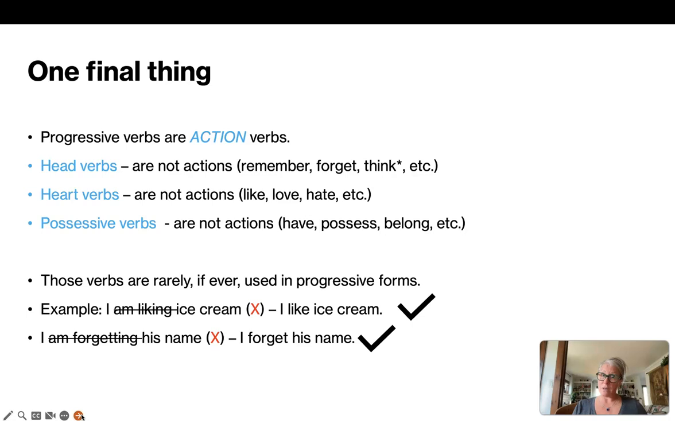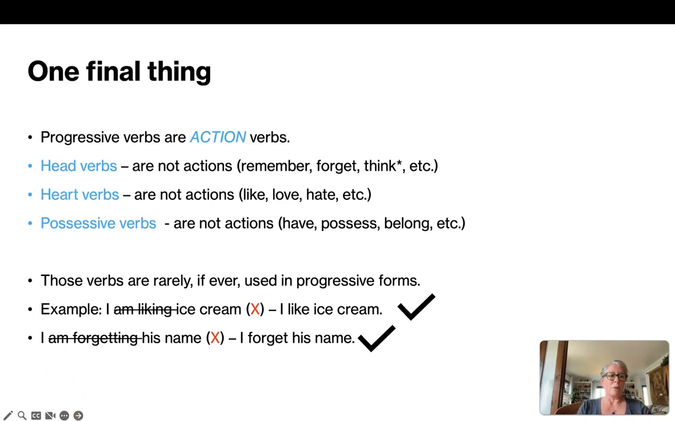Possessive verbs also are not actions. I have something, I possess something, this pen belongs to me. It's not an action. So, and there are other verbs as well that we don't really put in the progressive form, but this is a good start.